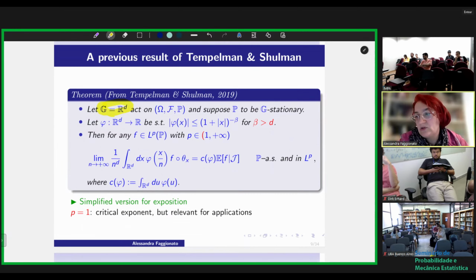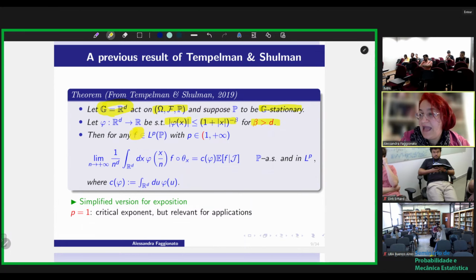Let us suppose that the group G equal to R^d acts on the probability space by measure preserving maps. So P is G-stationary. Now take a function phi, let us consider for simplicity a continuous function, but the result is more general, having a polynomial decay, let us say, so the modulus of phi is bounded by (1 plus the norm of x) to the minus beta, with beta, the exponent, larger than d. And then we have the following.